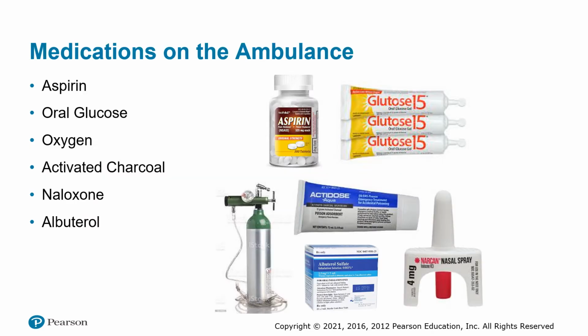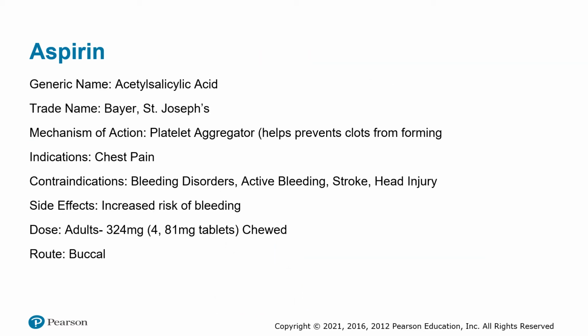All right, so let's look at the meds that you can give on your own with protocols, doctor's orders, whatever. Let's look at those meds. So aspirin, oral glucose, oxygen, activated charcoal, Narcan, and albuterol. We'll take a look at each one of these things. Okay, so aspirin, it is a platelet aggregator. It helps basically to prevent clots from forming.